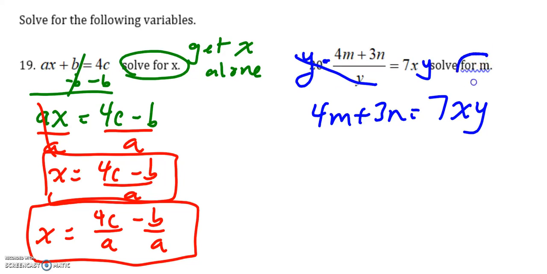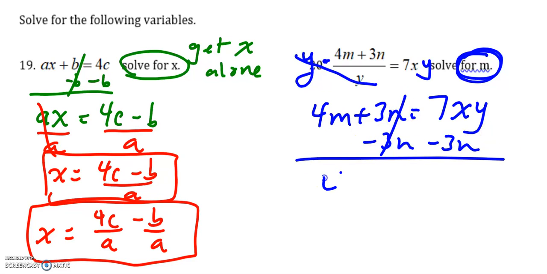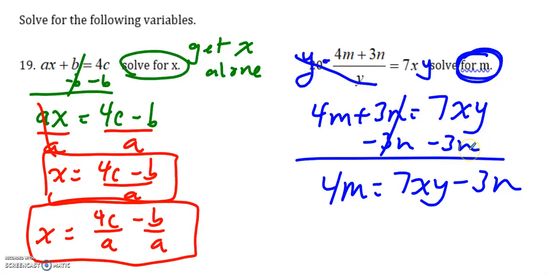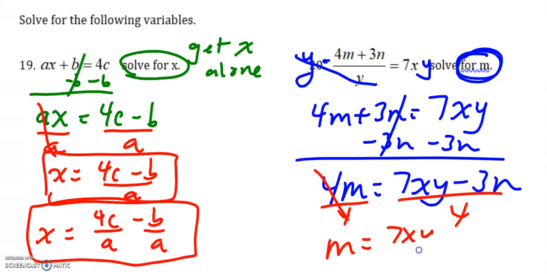My goal is to get m completely alone, so this 3n has nothing to do with the m and is not attached. So I'm going to subtract 3n to the other side. So I'd have 4m equals 7xy minus 3n. The last thing that's keeping m not alone is the 4. So I would divide both sides by 4. And so final answer could be 7xy minus 3n all over 4.